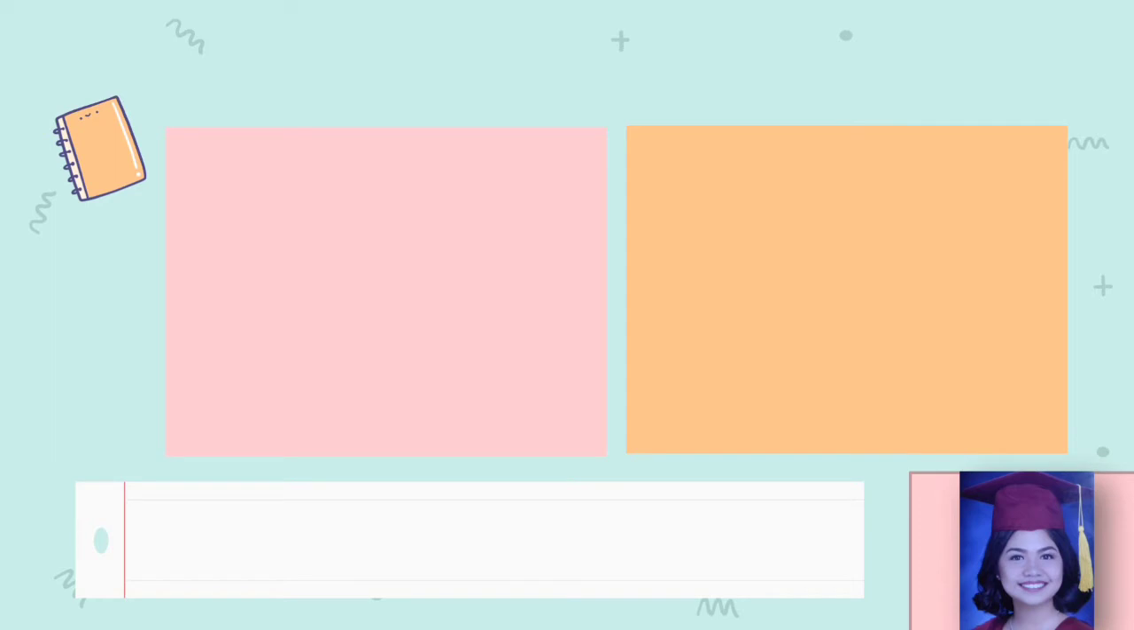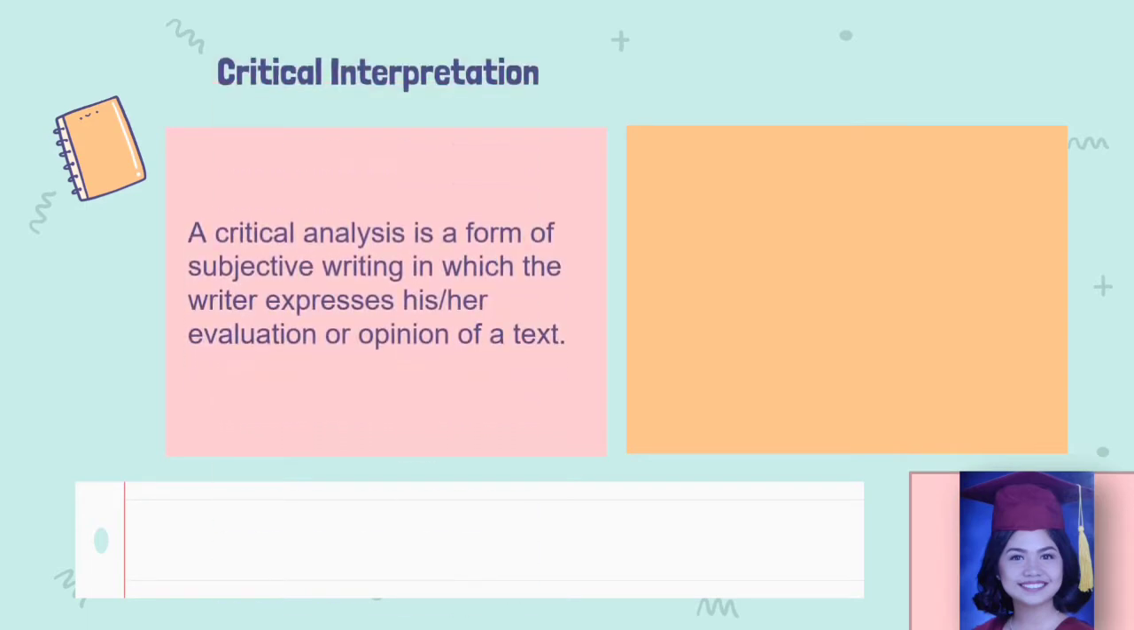In knowing how to write a critical interpretation or analysis of a poem, you can enable the readers of your critical analysis to understand the language and symbols that the author of the poem uses better. A critical interpretation or analysis is a form of subjective writing in which the writer expresses his or her evaluation or opinion of a text.